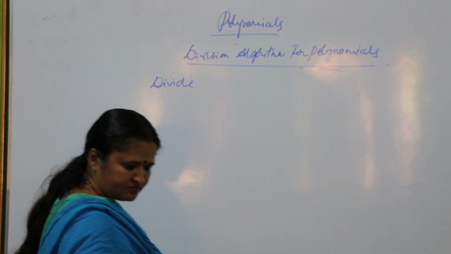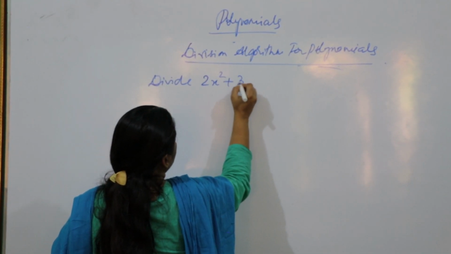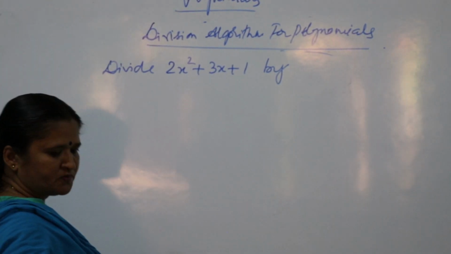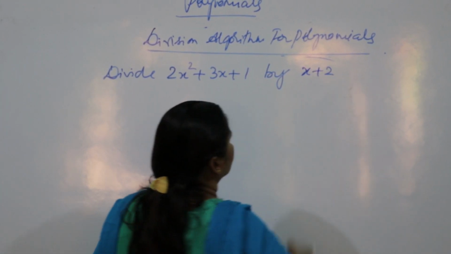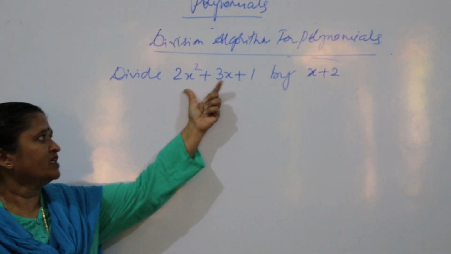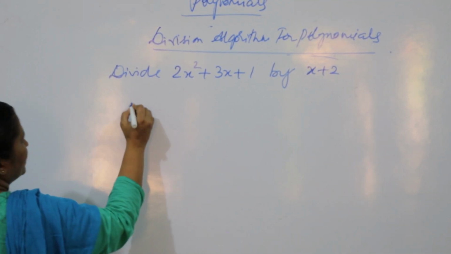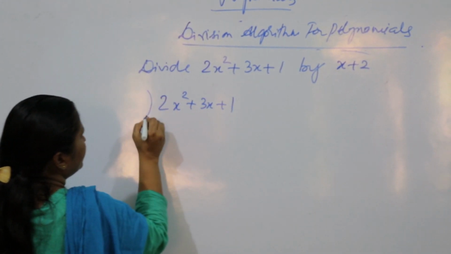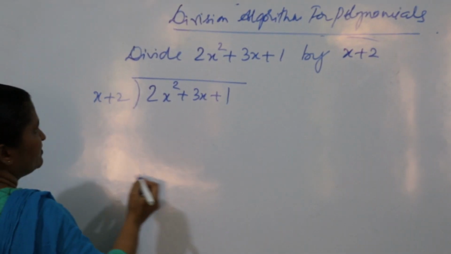Divide 2x square plus 3x plus 1 by x plus 2. Now this is like our 15 in the example and this is like our 2 in the example. So let's divide 2x square plus 3x plus 1 by x plus 2. What method did we follow?